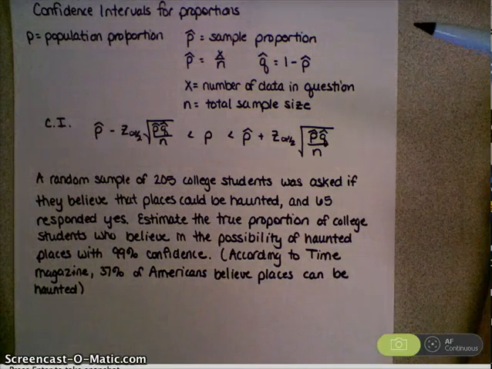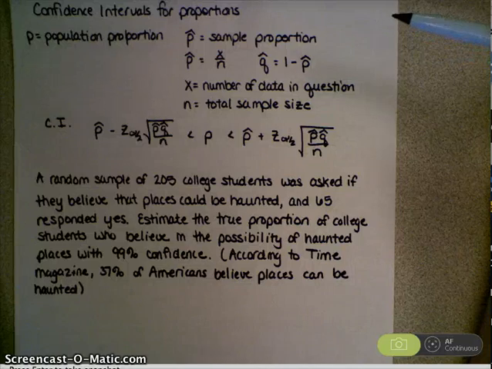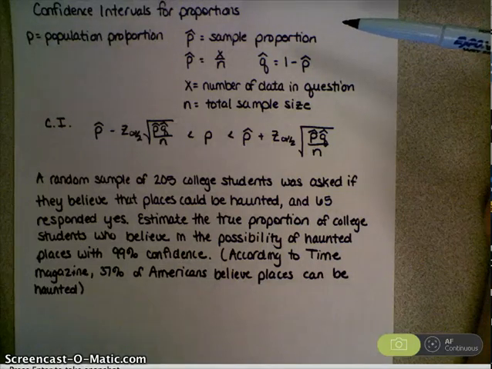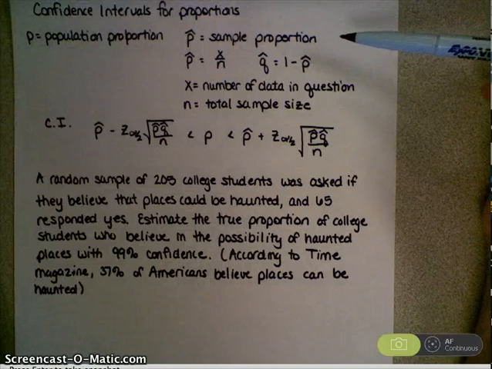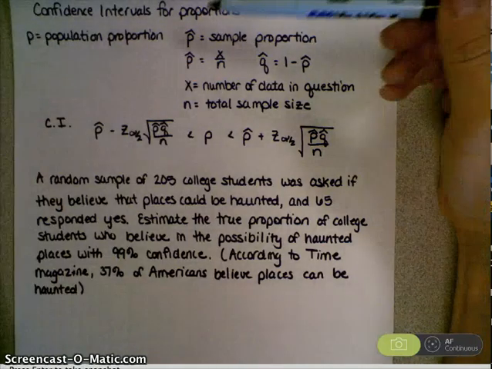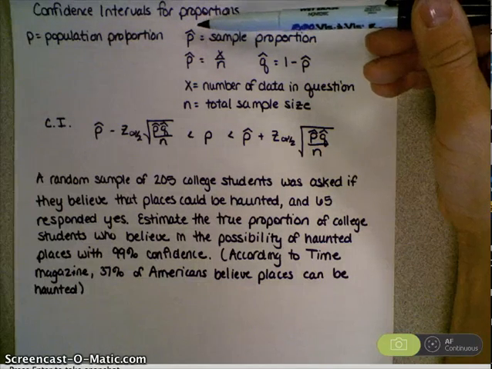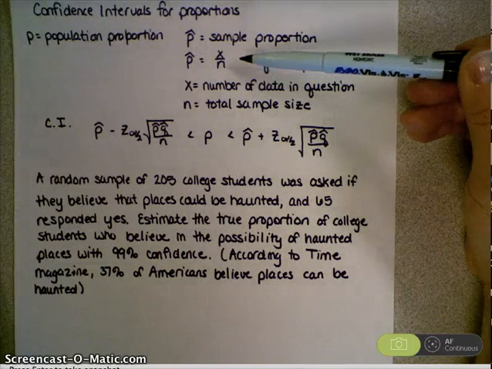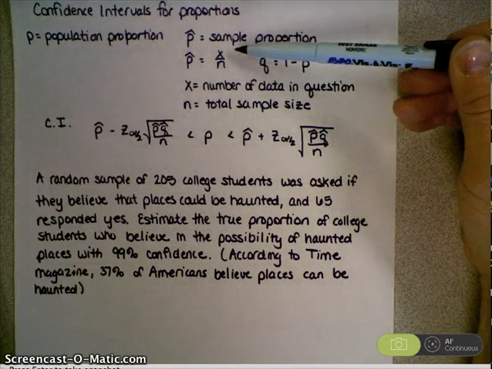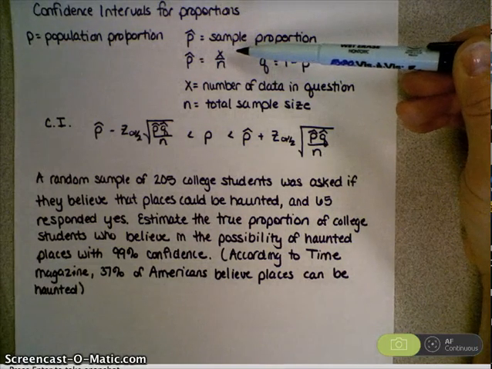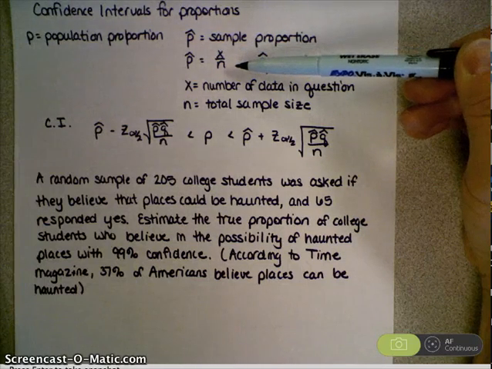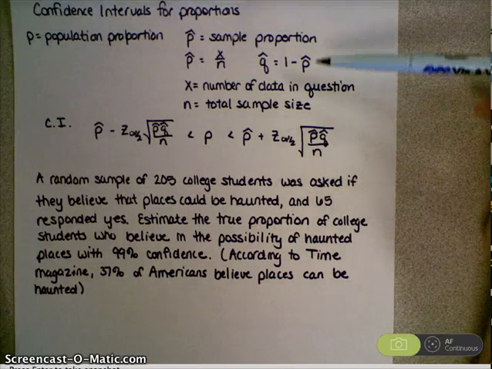But most of the time we can't find the entire population proportion, so we find a sample proportion. We do a little study, a little sample survey, and we find the proportion from that sample, and that's called p hat. That little caret on top is called a hat. To calculate p hat, we divide x, the number of data in question, by the total sample size. We'll look at that more when we get down to this problem here.